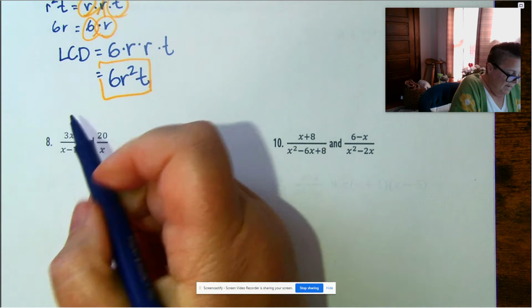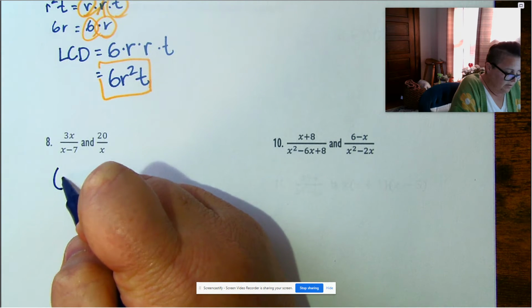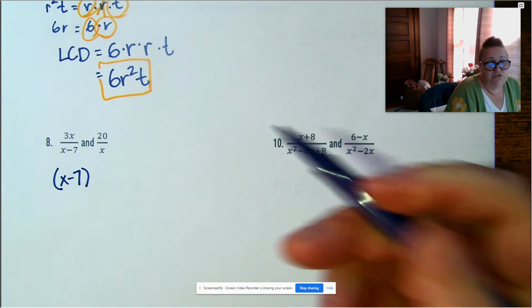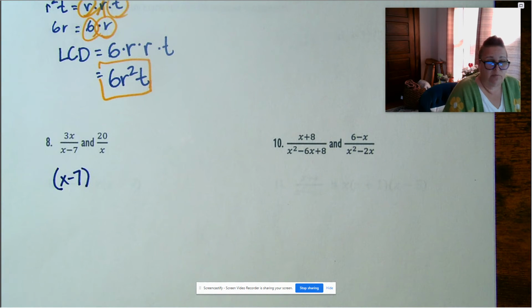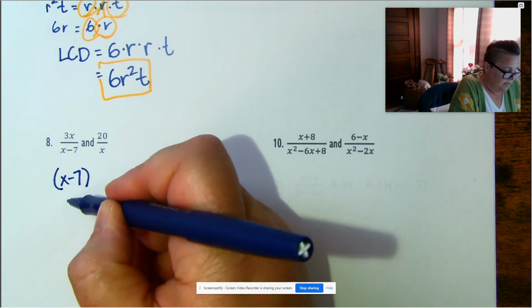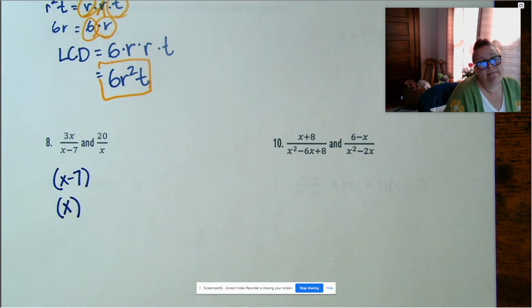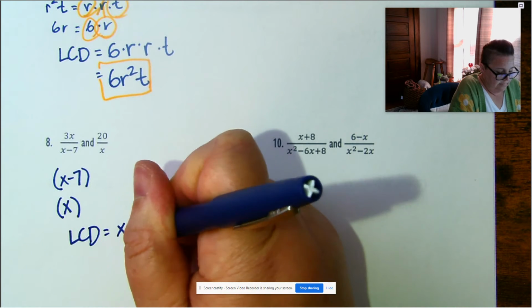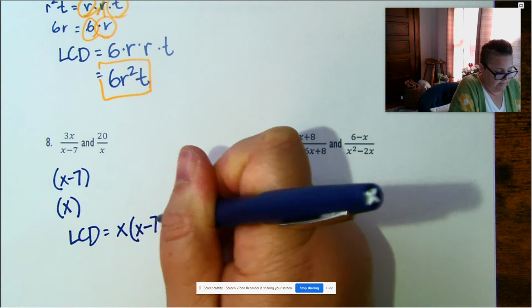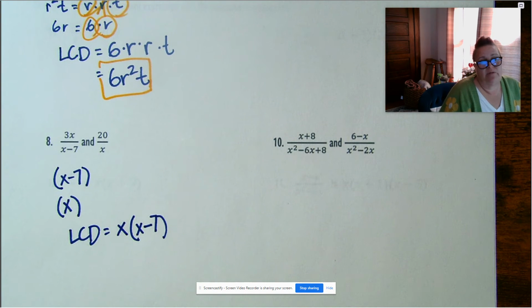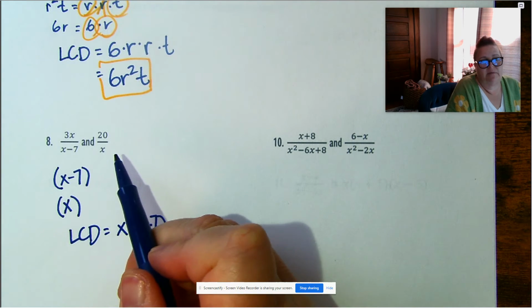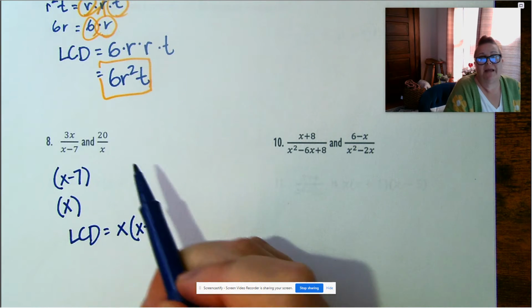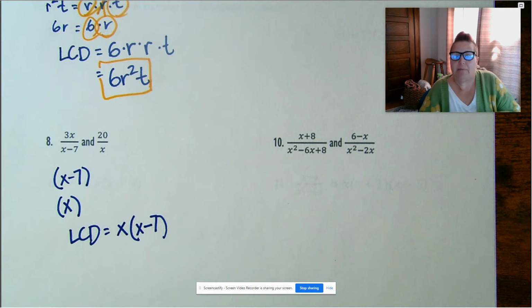For problem number 8, my first denominator, x minus 7, is just x minus 7, but it should be in parentheses. My second denominator is an x. So my LCD here would be x times that x minus 7. It's got to be both of them. I can't just use minus 7 because I can't create addition or subtraction, right? An LCD, a lowest common denominator, is created by multiplying. It's not created by adding and subtracting things to it.